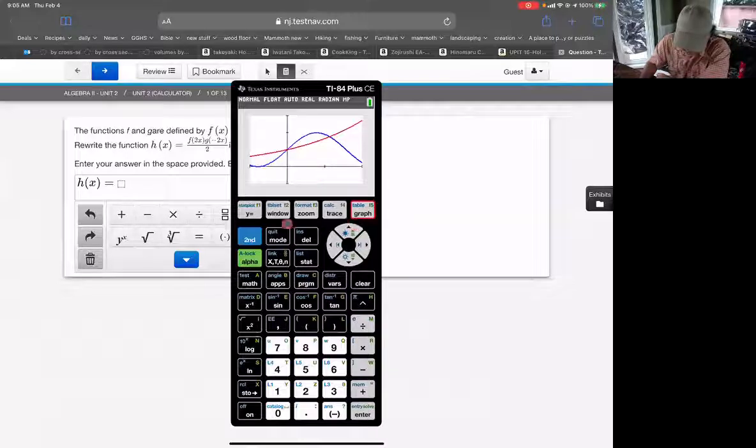So how do I calculate intersection? I do second function, trace to calculate, and I want to calculate intersection. So I'm going to hit 5. It asks, what's your first curve? Is it the blue one? Yes, so I enter. Is the second curve the red one? Yes, I hit enter. I'm going to guess.